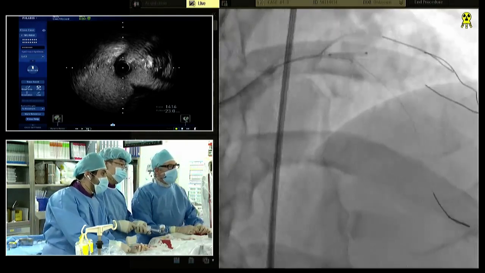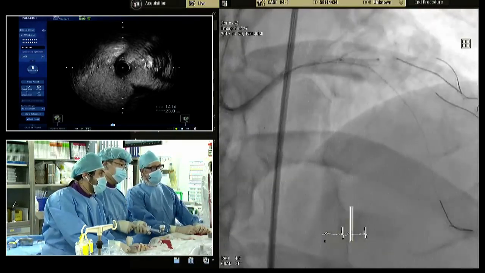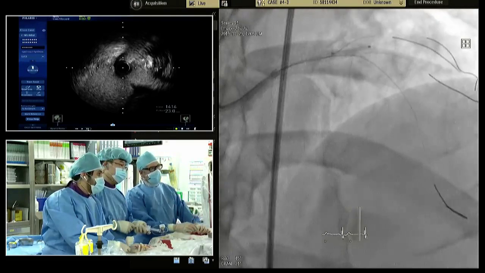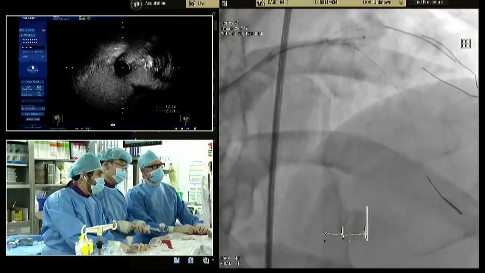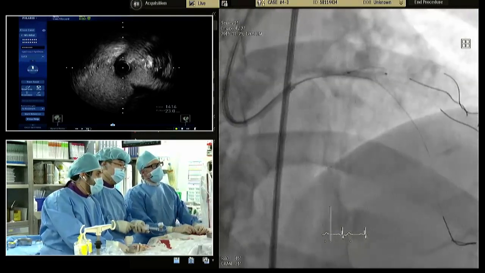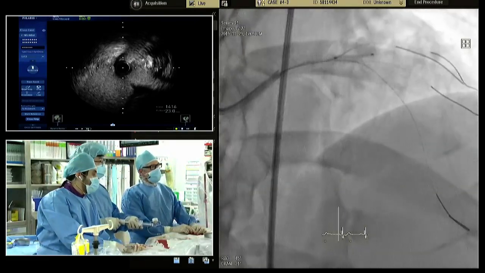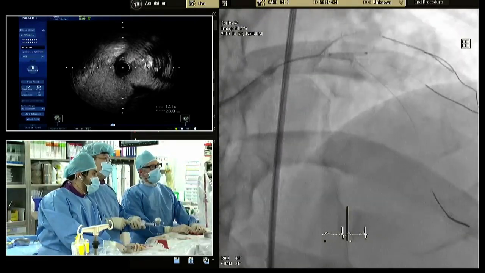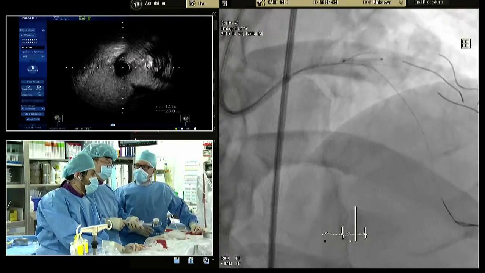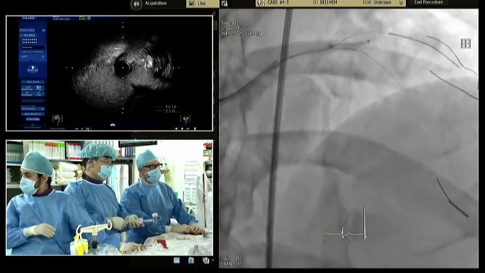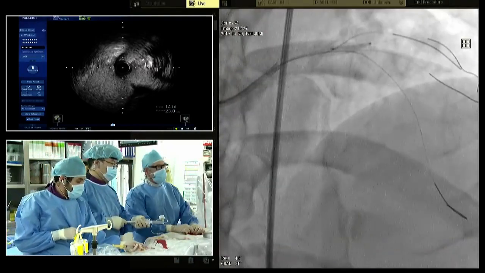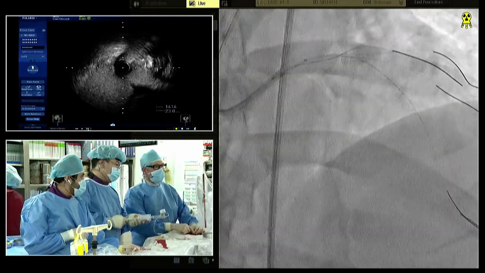And then we will do a kissing between the second diagonal and the LED. So for the LED, it's a small LED. So do we have 2.75? Okay. Inflation? Yes, if you have.